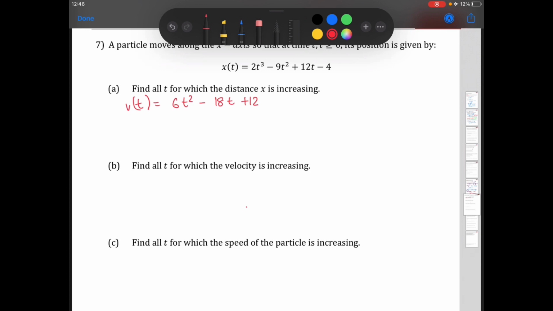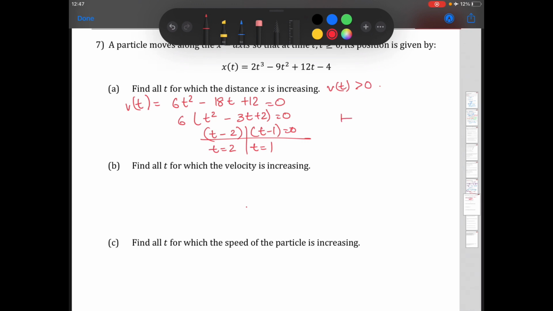So if it's increasing, means my velocity is what? Greater than 0, right? So I want to set it equal to 0 and solve. So I can factor out the 6, and then I'm left with 6 times t squared minus 3t plus 2. I can divide by 6 on both sides. I'm left with t minus 2 and t minus 1. Set each to 0, and you get t is equal to 2 and t is equal to 1.